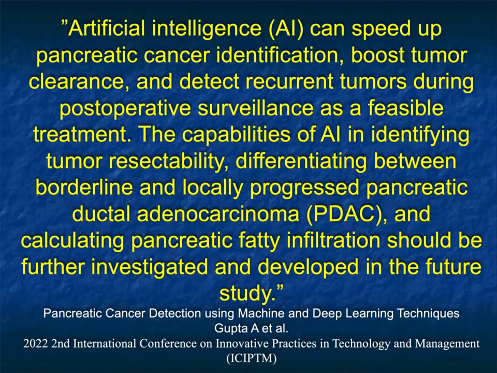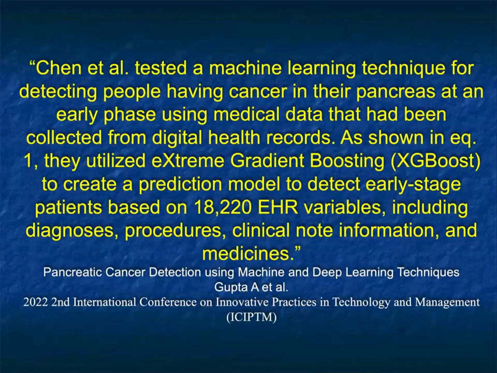Now, I mentioned at the beginning of the talk about our work with pancreatic cancer. Here's some additional work on pancreatic cancer. Gupta: artificial intelligence can speed up pancreatic cancer identification, boost tumor clearance, and detect recurrent tumors during post-op surveillance as a feasible treatment. Again, AI can be very valuable in this regard. Gupta made the point that with the different types of algorithms, you can create prediction models.